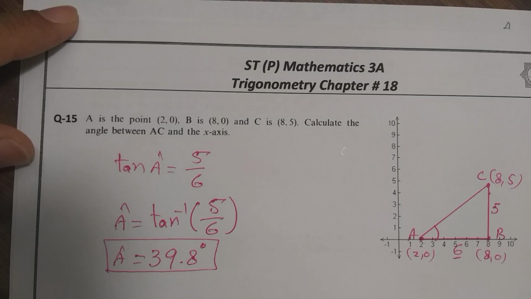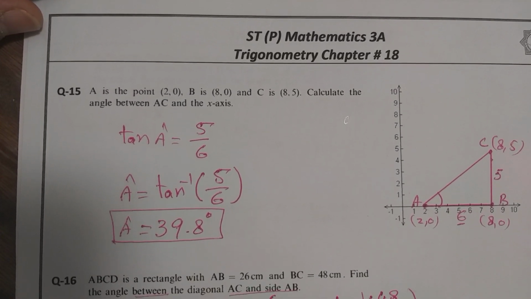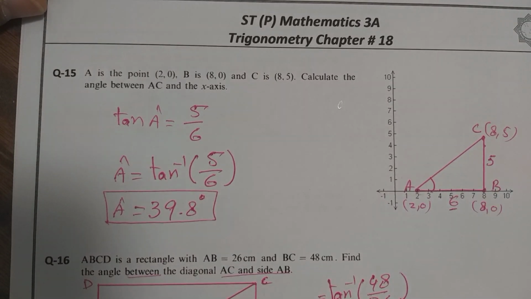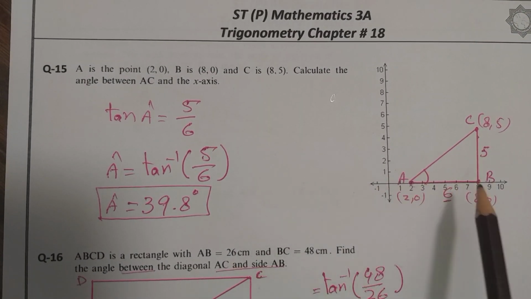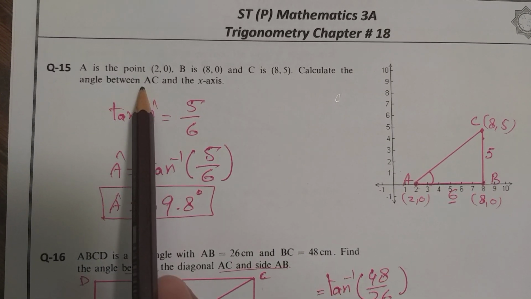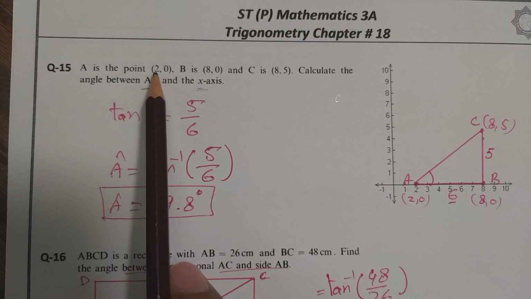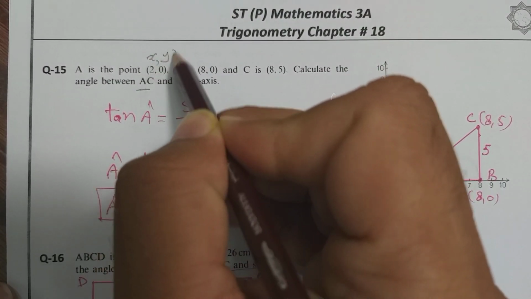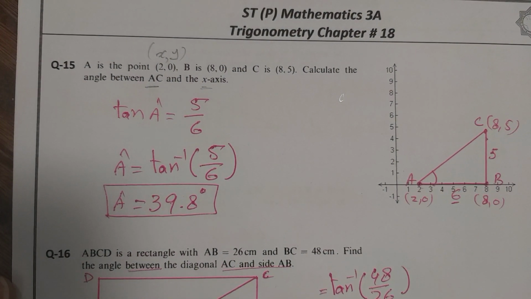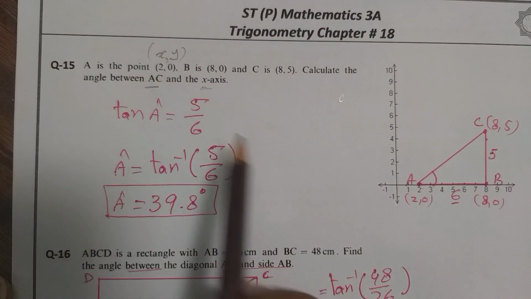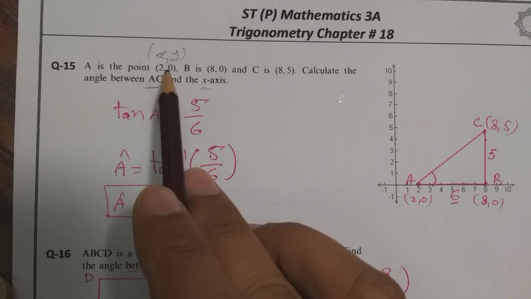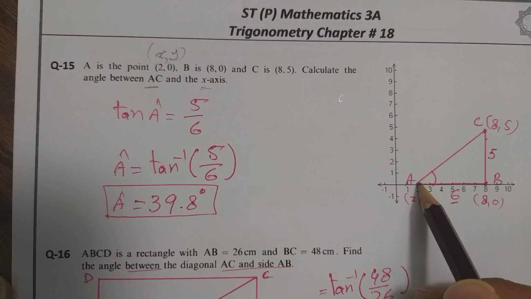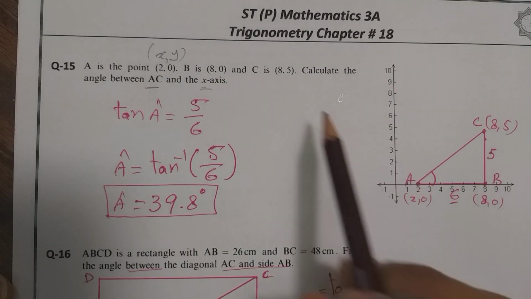15. In question number 15, here we are given some vertices, and we are given the graph. In the graph we need to plot the points, and then we need to find the angle between AC and the x-axis. So 2, 0, so this is x, this is y. We know the ordered pair, the first value is x, the second value is y. So x is 2, so it means 2. For y, there is no change in y, so y is 0 on the x-axis, we know that. So this is the A point, and B is 8, 0, and C is 8, 5.